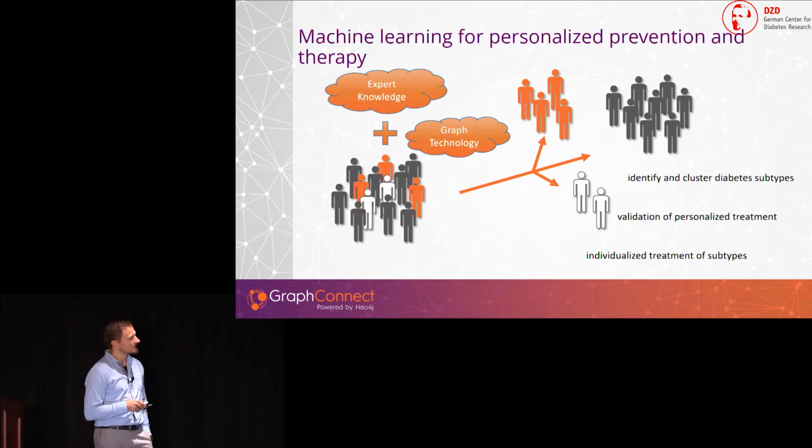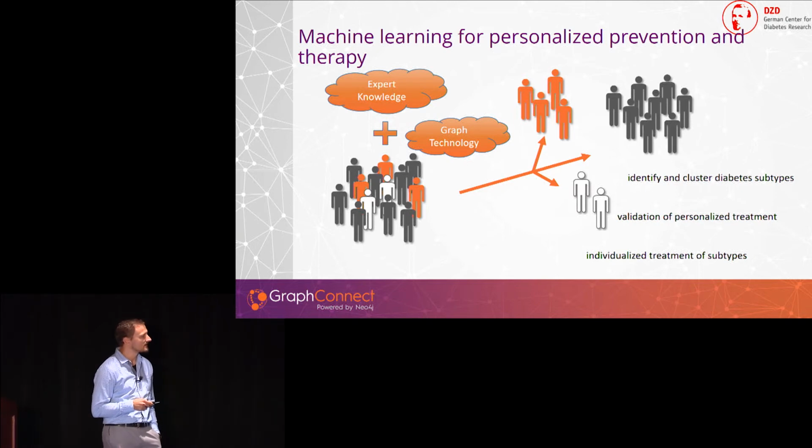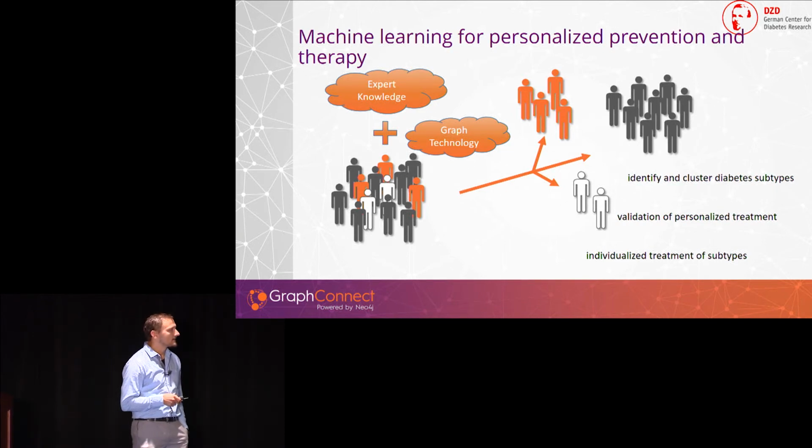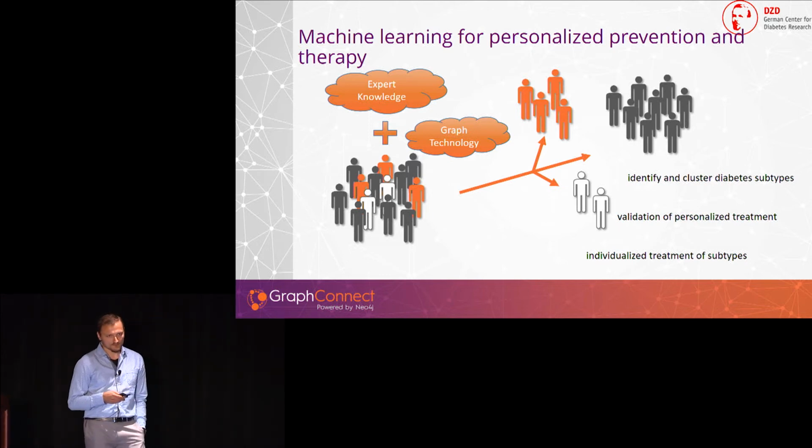And this should summarize it again. So we have our people here that have different subtypes of diabetes or other diseases. We have the expert knowledge because we have the researchers here and the medical doctors in the clinics. We combine that now with graph technology, and we are on the way to better identify or cluster new subtypes of diabetes, to have an individualized treatment or an individualized prevention of them.